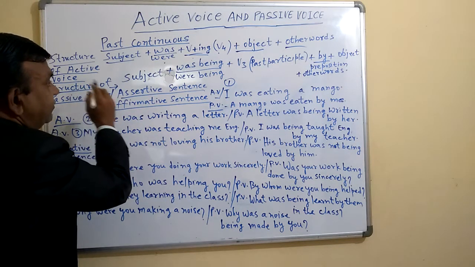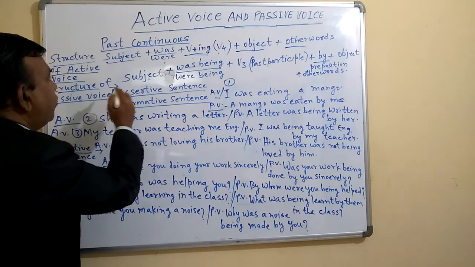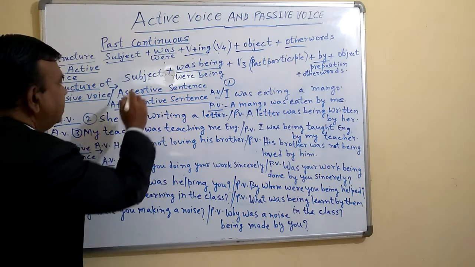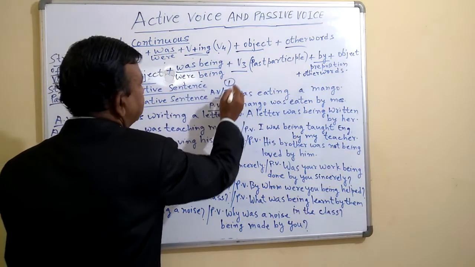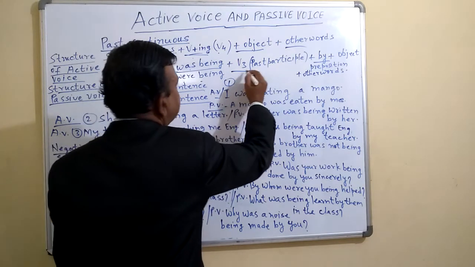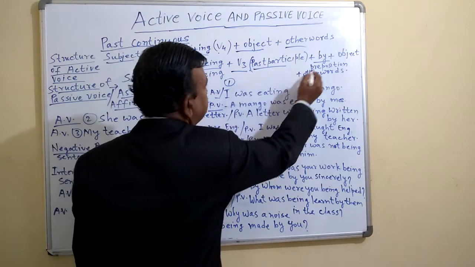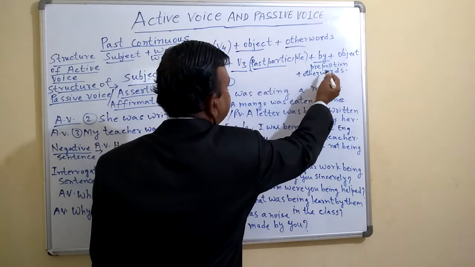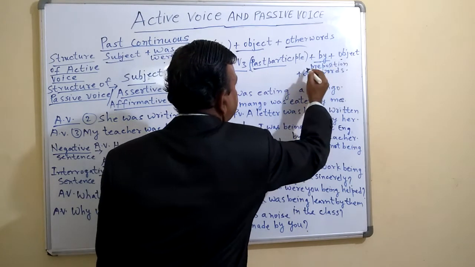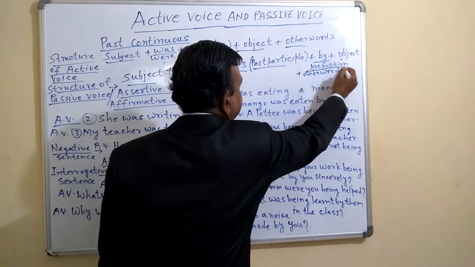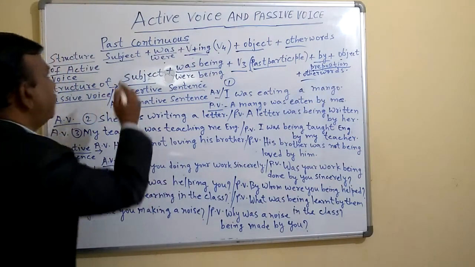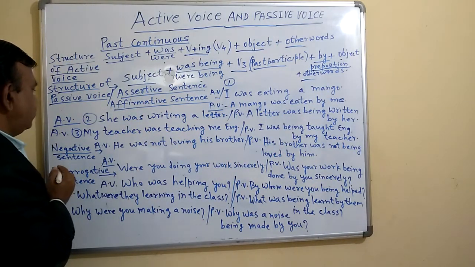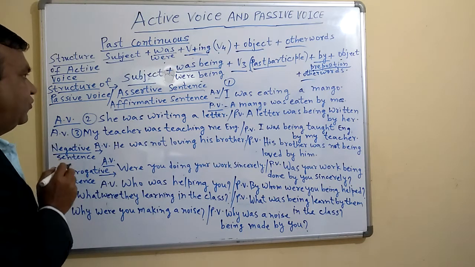Now the structure of the passive voice of past continuous is subject plus was being, were being plus third form of the verb, past participle plus by or any other preposition plus object plus other words. So this is the structure of the passive voice of past continuous. Now you see the example, children.